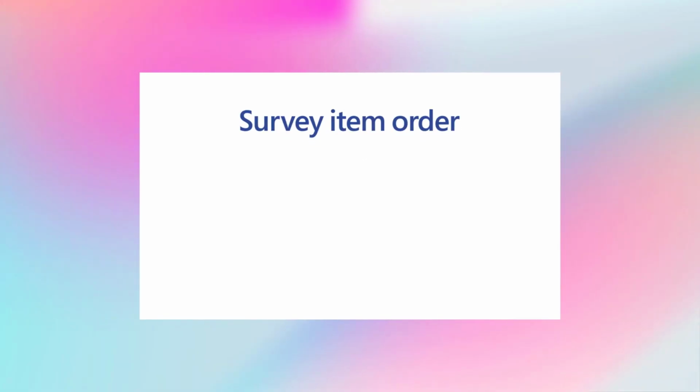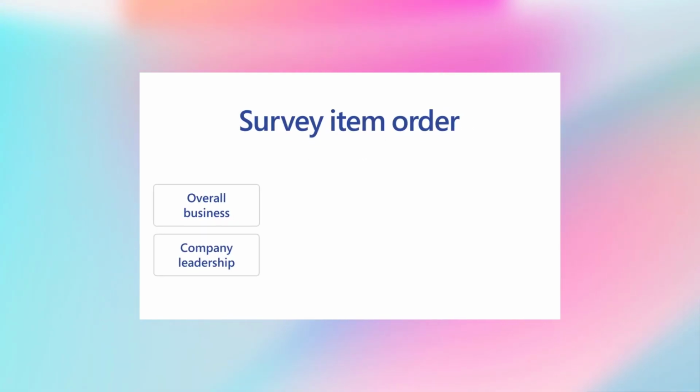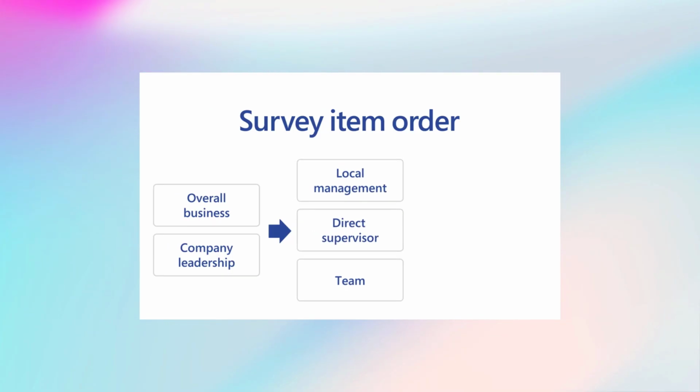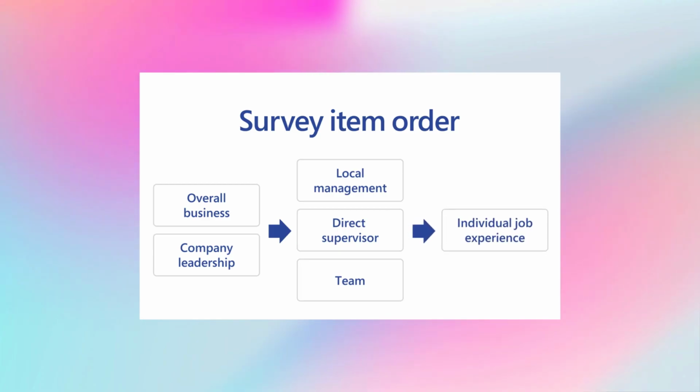Survey item order is also important. Item order facilitates quick and smooth completion of the survey. Start with high-level general items, overall business and company leadership, then progress to items about local management, direct supervisor, and team. End with items that focus on the individual's job experience.